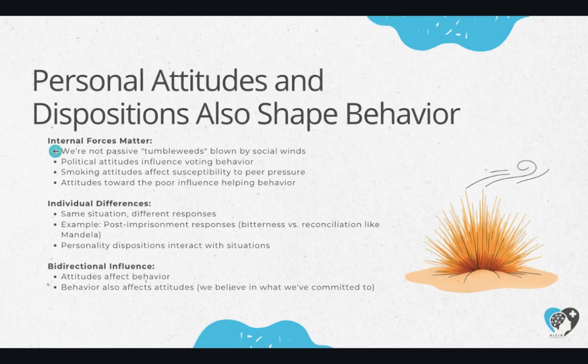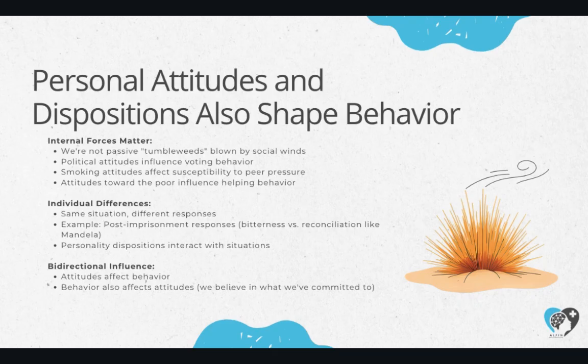So, our internal forces matter. Our traits matter. For example, people who are very high in morality probably did not listen, or were one of the one-third who did not obey the experimenter to deliver the shocks, right? So, for example, political attitude influences our voting behavior, or our smoking attitude affects how susceptible we are to peer pressure.